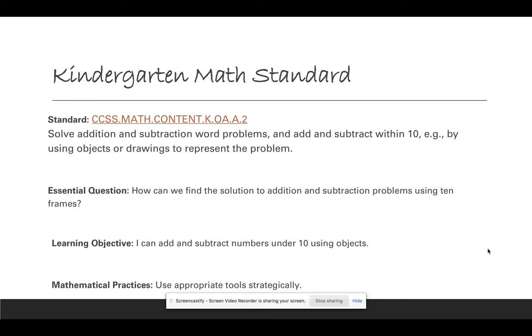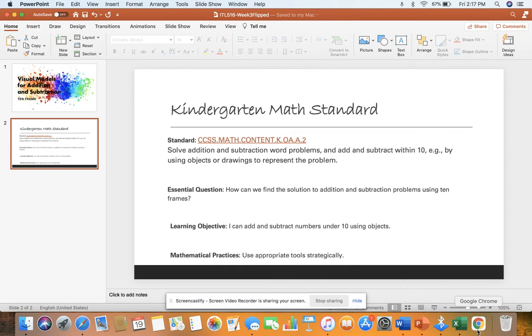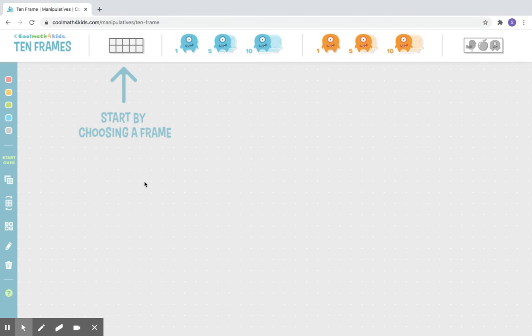So the students are going to be using the 10 frames as their way to represent their problem. The essential question is how can we find the solution to addition and subtraction problems using 10 frames? Their learning objective is I can add and subtract numbers under 10 using objects, and the mathematical practice is use appropriate tools strategically. So there is a website called Cool Math for Kids that will allow students to come on here and use virtual 10 frames to help them to solve their problems.